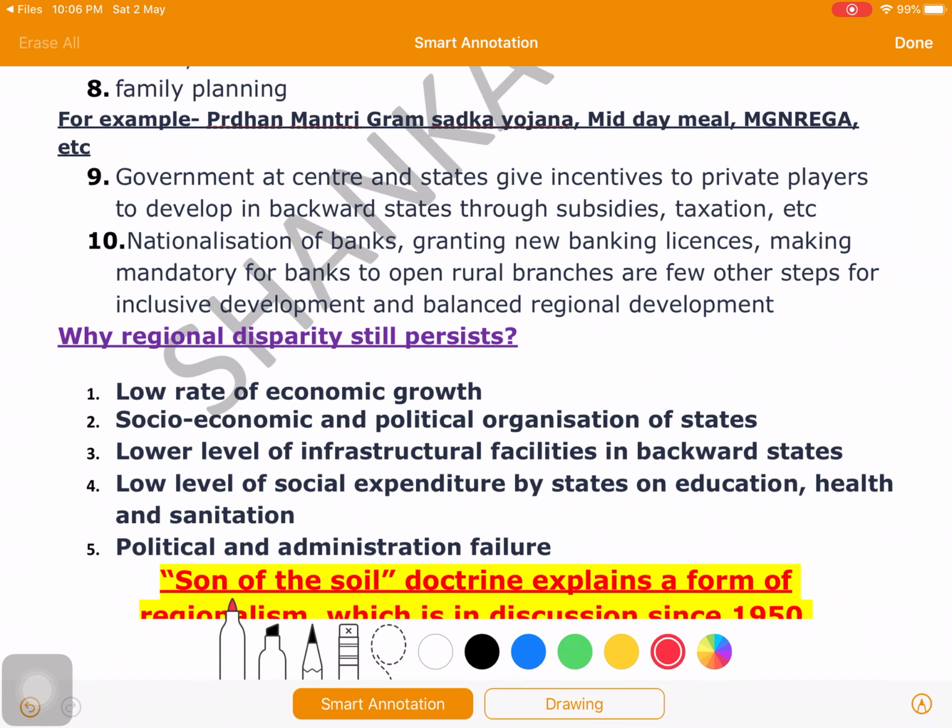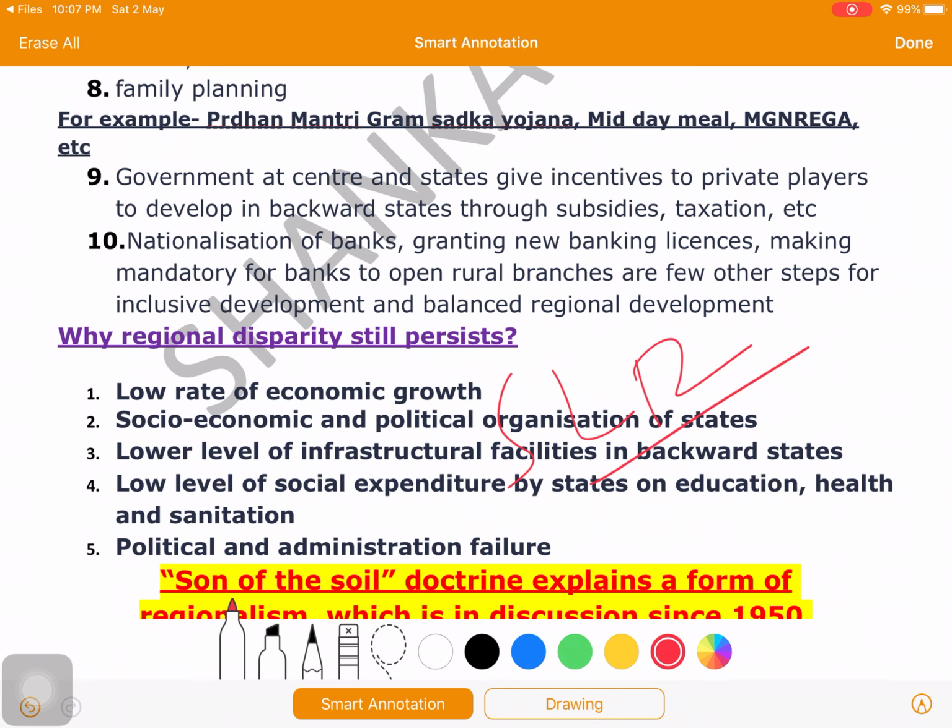And the second most important reason is the socio-economic and political organization of the states. See, the states have been unable to carry out adequate land reforms, and feudal mentality still persists. Land reforms were not up to the mark in the states. Even though governments are coming up with various policies to distribute land to the landless poor, it is not up to the mark, and feudal mentality in society still exists.